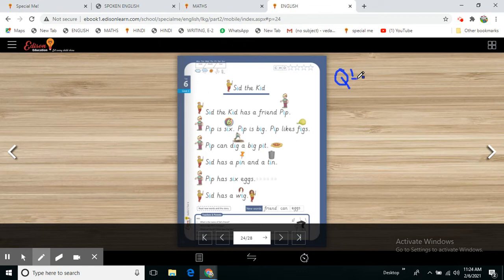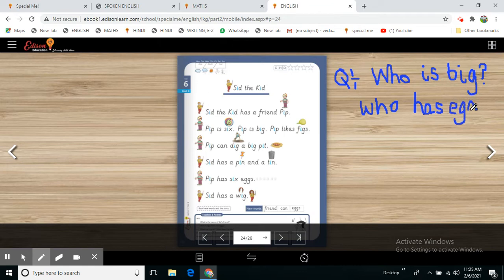Question number 2. Who is big? Yes, students, who is big? And then who has eggs? और eggs किसके पास हैं? Who has eggs? Pip के पास है ना eggs? Then question mark, right? Now write here the answer.